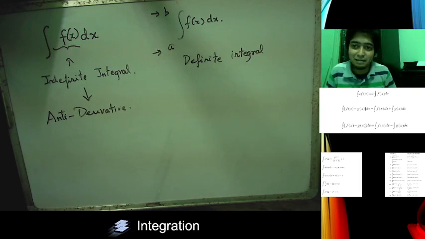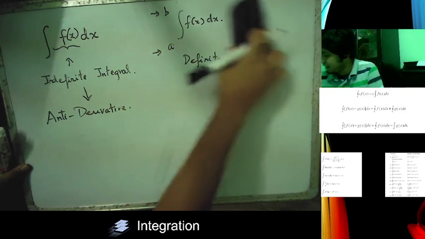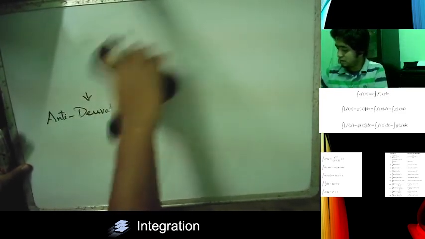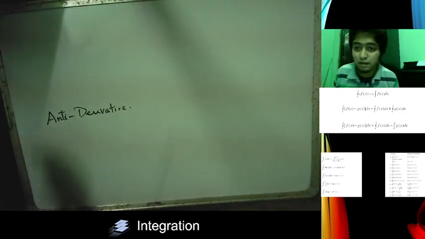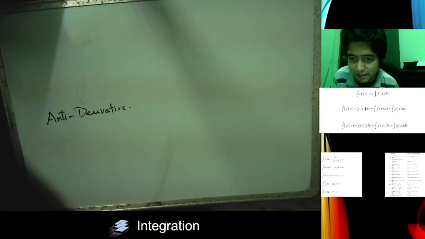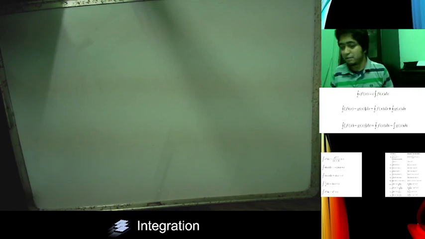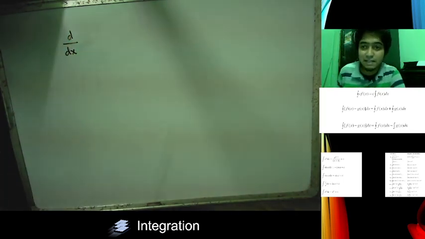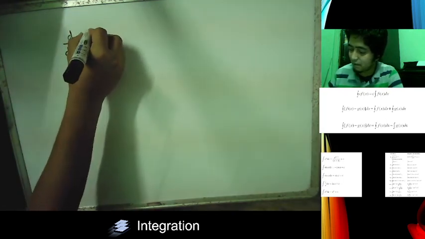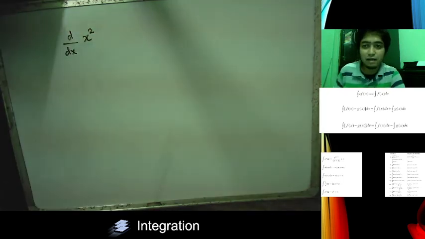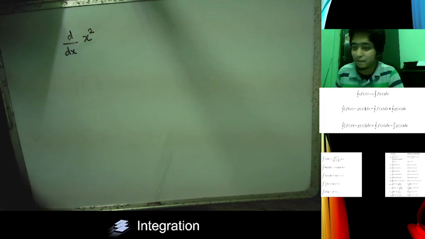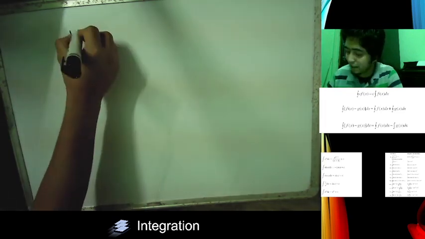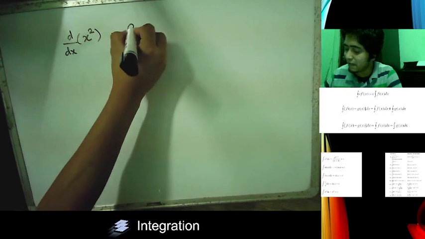Why exactly do we call it like that? I will give you an example to make it clear. Let us see the first example. If you differentiate x squared, how much will you get? If you differentiate x squared, you will get 2x.